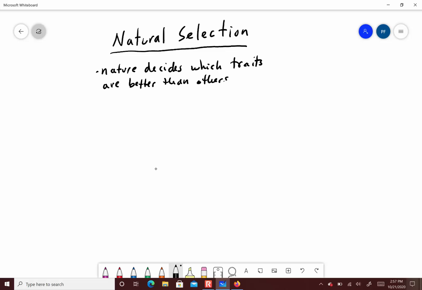Remember, we're really dealing with a set of traits, right? When nature's deciding, it's not saying that nothing else matters and the fact that this has purple flowers is all that matters. That can't be true. There have to be other factors that matter for the success of the organism. So we're really dealing with sets of traits.